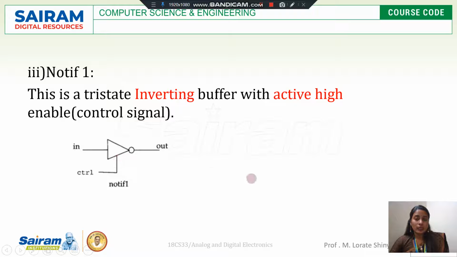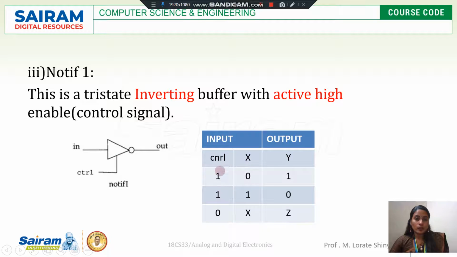Okay, we'll see the truth table. Control input is 1. If x is 0, output is 1, because this buffer is an inverting buffer. So it will invert the input. Input is 1 means output is 0. If control input is 0, we will not receive the output. Next one is not if 0.